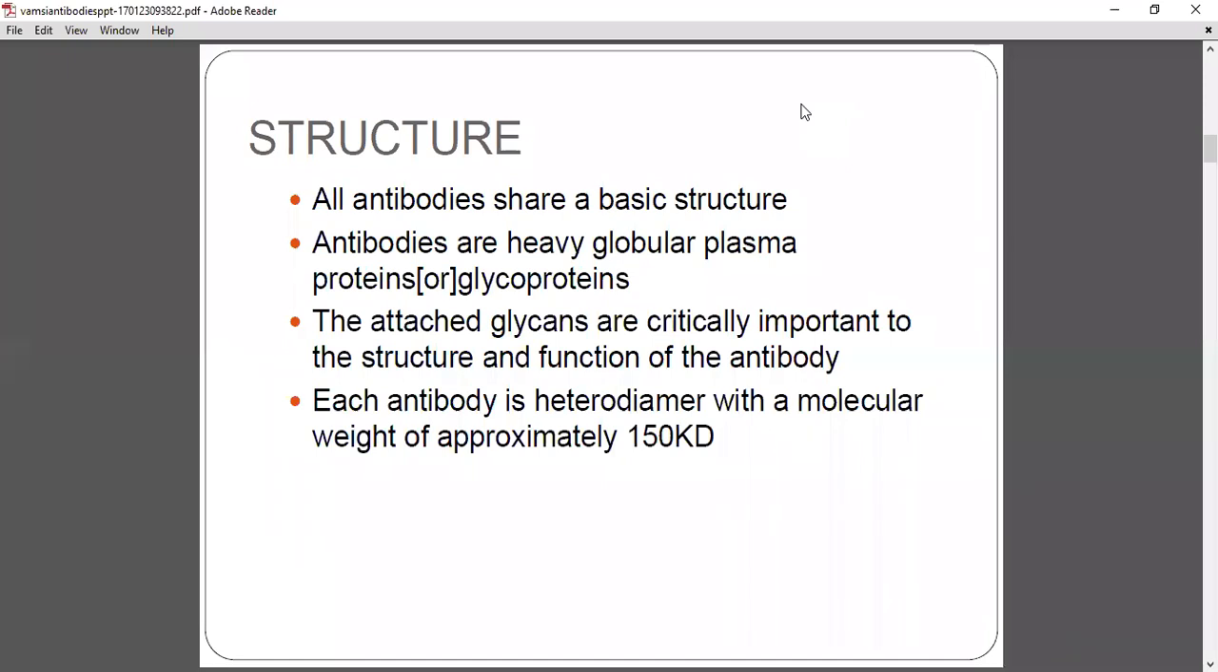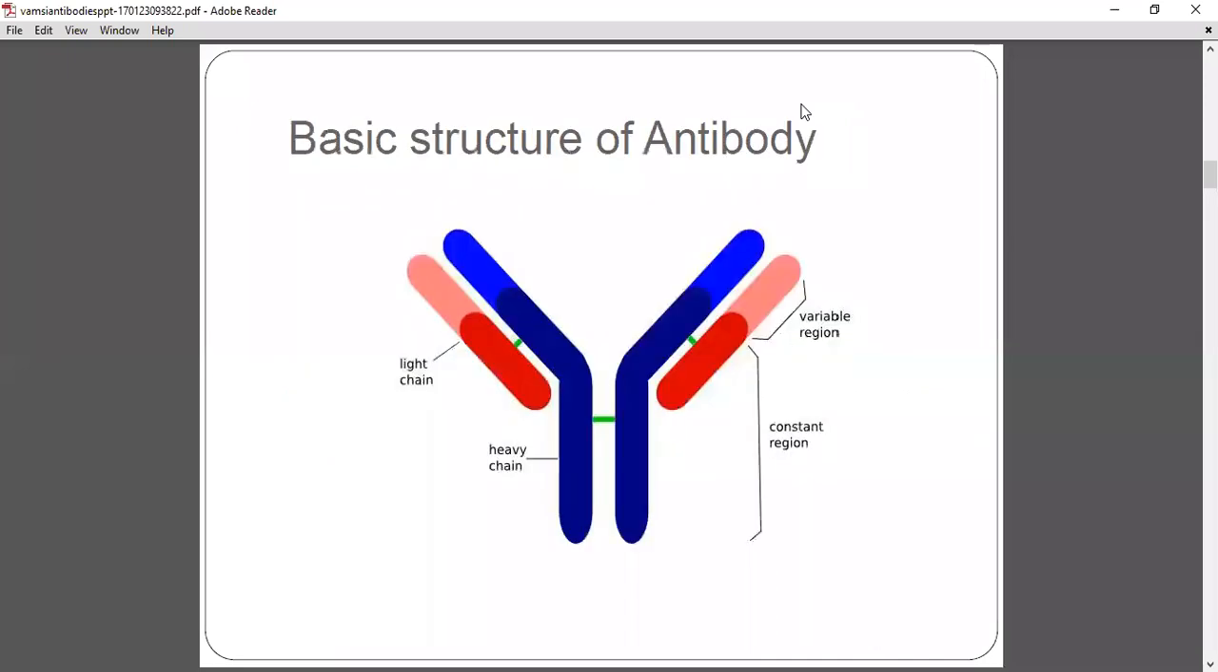So antibodies are heavy globular plasma proteins or glycoproteins, and the attached glycans are critically important to the structure and function of the antibody. Each antibody is a heterodimer with a molecular weight of approximately 150 kilodaltons. We shall see that in a diagram. Continue. That's what we're looking at. This is crucial to appreciate.